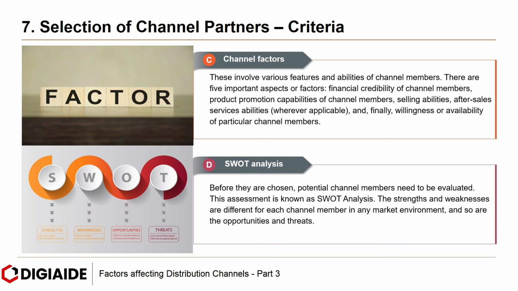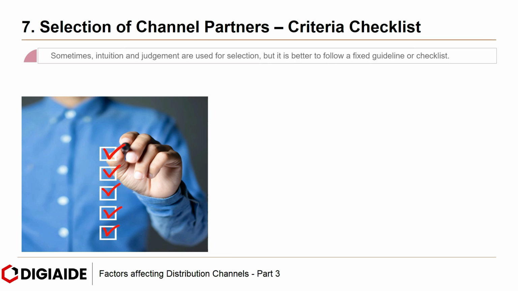And finally, SWOT analysis. Before they are chosen, potential channel members need to be evaluated. This is known as SWOT analysis. The strengths and weaknesses are different for each channel member in any marketing environment, and so are the opportunities and threats. Moving on, the criteria checklist.